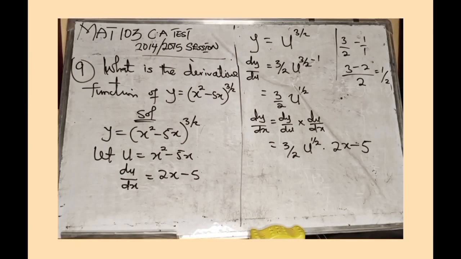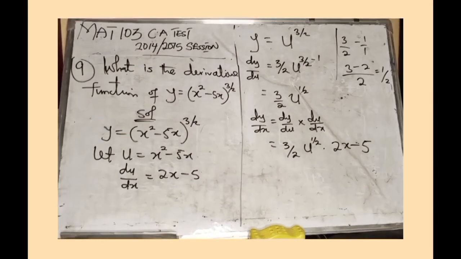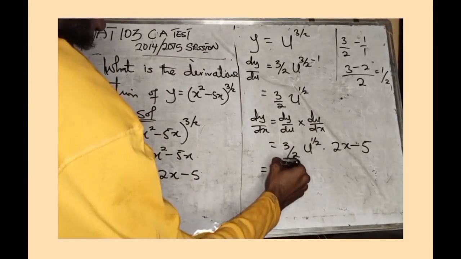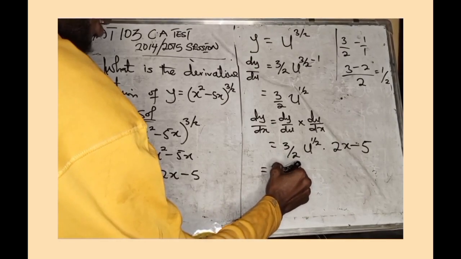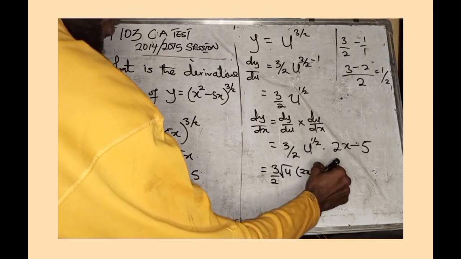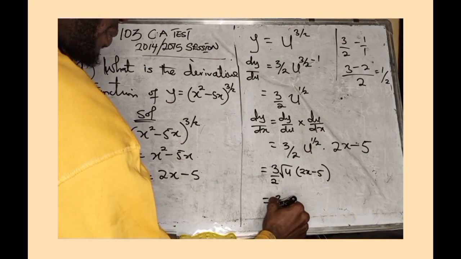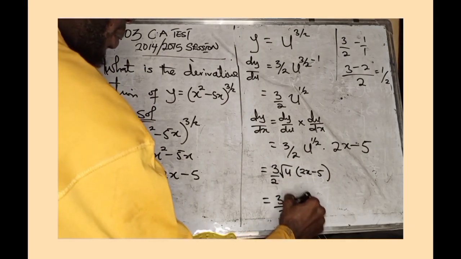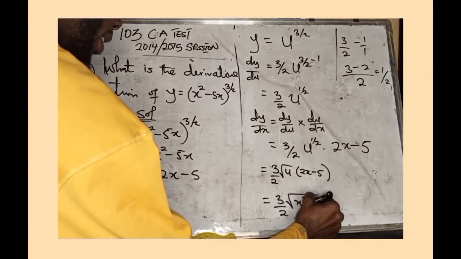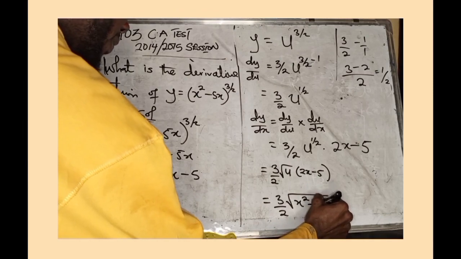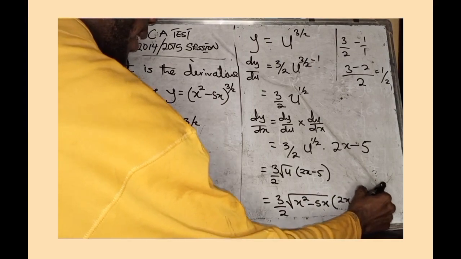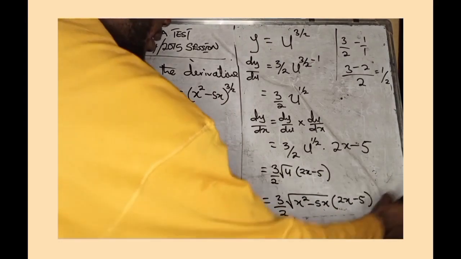Next now, finally this will give me 3 over 2 root of u, times 2x minus 5. So I should be having 3 divided by 2, then the square root of u, remember we said that u is equal to x squared minus 5x, then multiplied by 2x minus 5. So this should be my final answer.